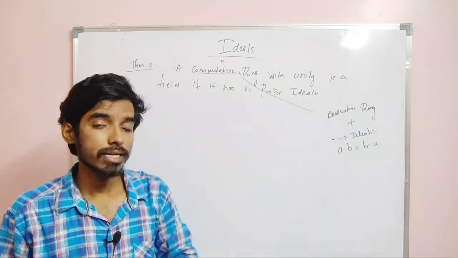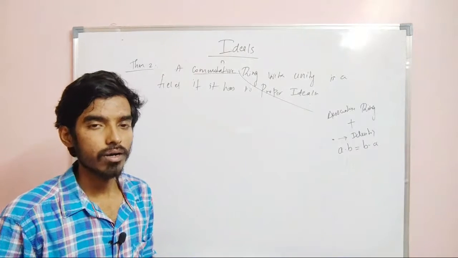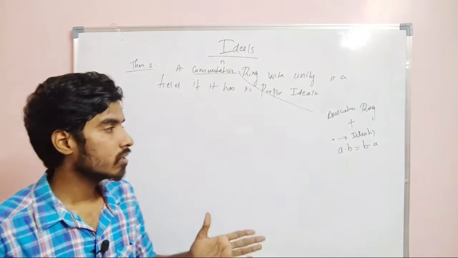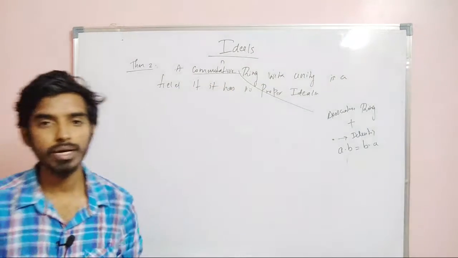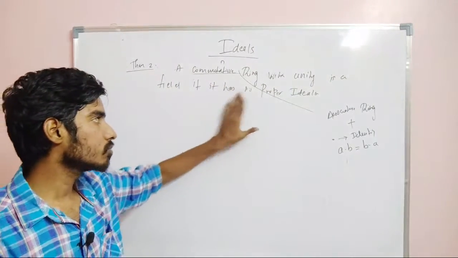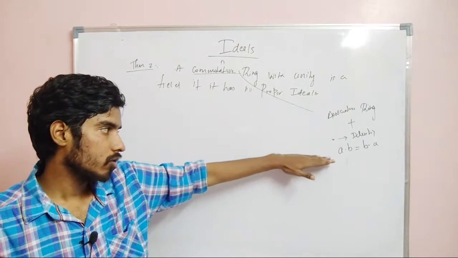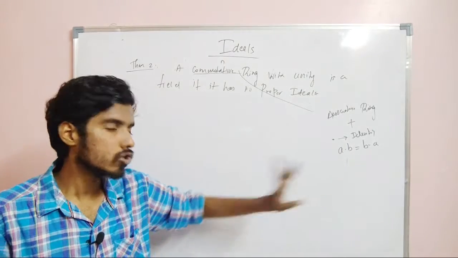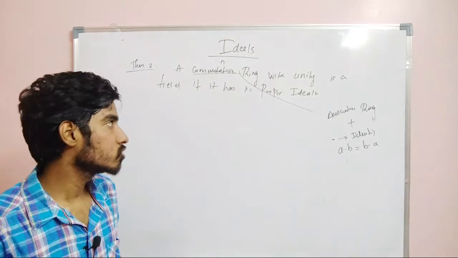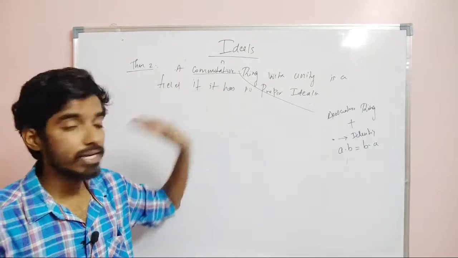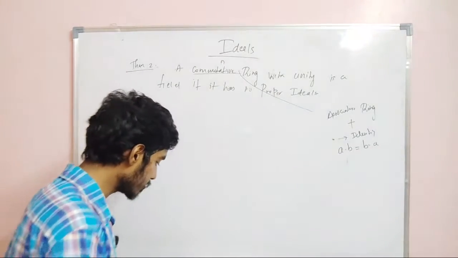Suppose you want to neglect that condition and have an alternate condition for a non-zero element to have an inverse, this is equivalent: a commutative ring with unity is a field if it has no proper ideals. For a field, after these three conditions we would show that every non-zero element has an inverse. Instead, we can show that if it has no proper ideals, then it will be a field. So we will prove this now.